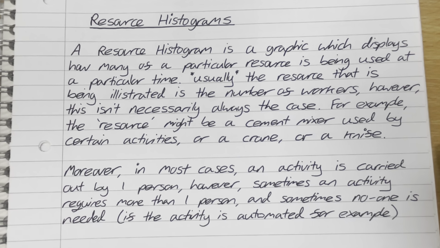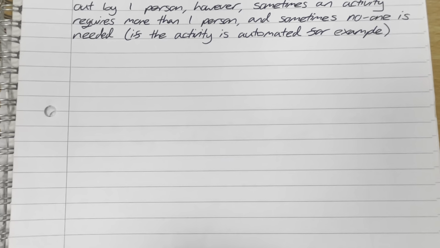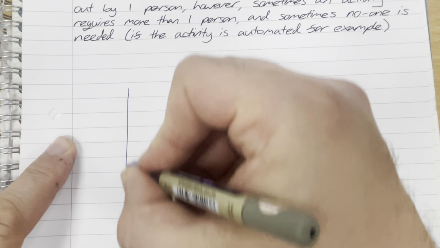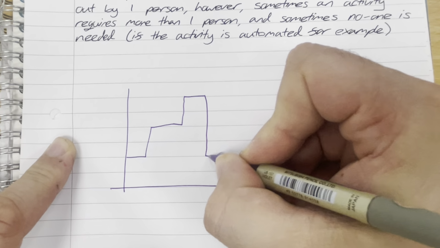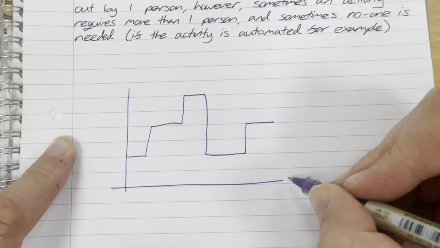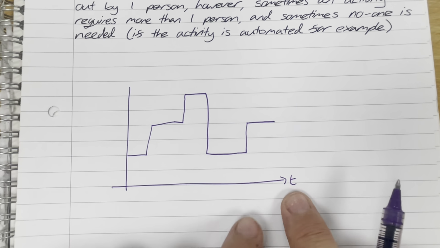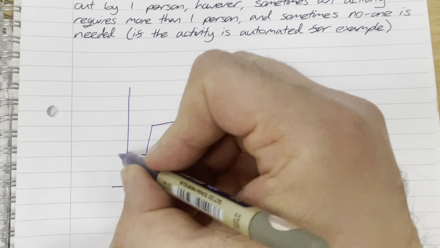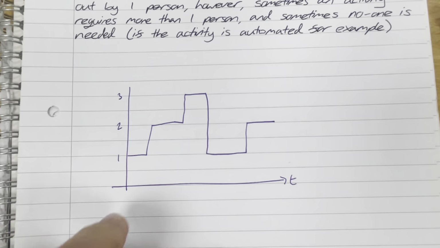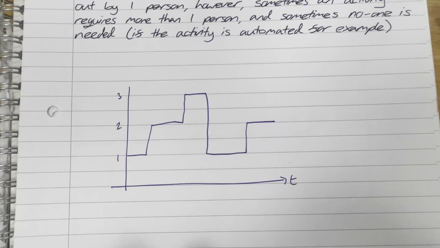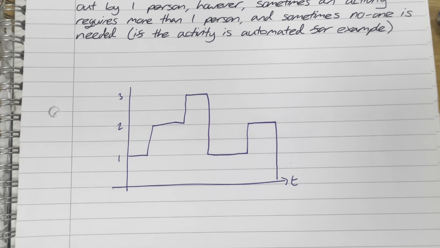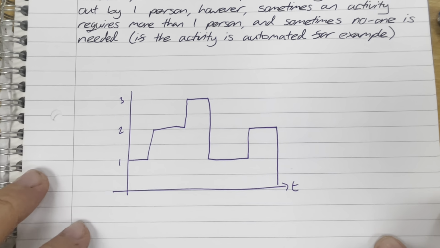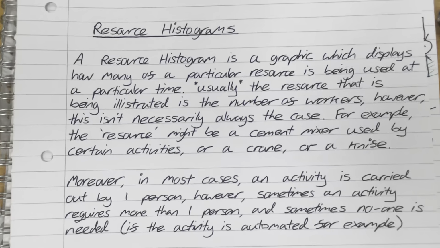So what does a resource histogram look like? Well, it is essentially something that looks like this, which tells you how much of a resource is being used at any one time within the project. We always have a time axis along the horizontal, and then we would have a count of how many of that particular resource is being used at any given time. Okay, so that's what a resource histogram would look like. All right, so let's have a look at some questions.